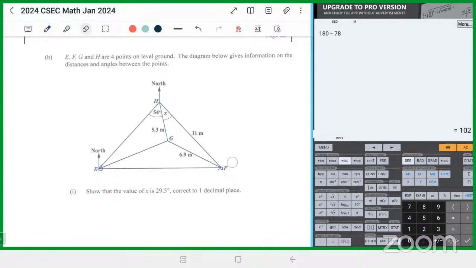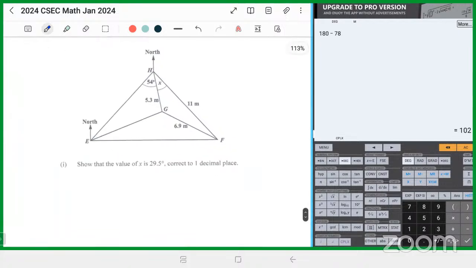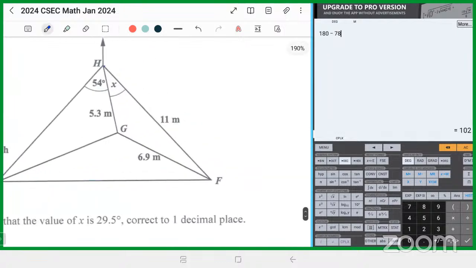They're on level ground. That's how it will look from above. It says, show that the value of X is 29 degrees. That's the X inside here. All right, that's what they want us to do. So we're going to work in this triangle to find X.